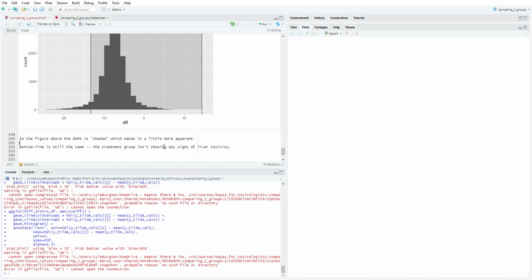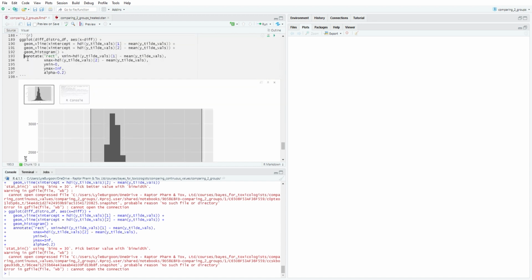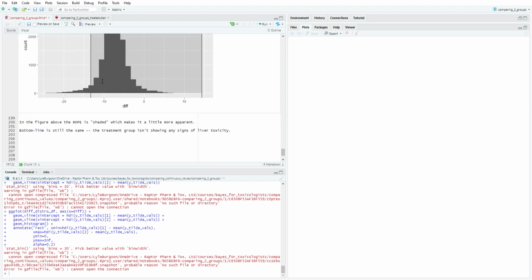I really like how this works and how this looks. So I do tend to use this particular arrangement in order to make this. I think the shading just makes the rope a little bit more apparent, and it makes it a little bit easier to see that, yeah, no, this really isn't the thing.